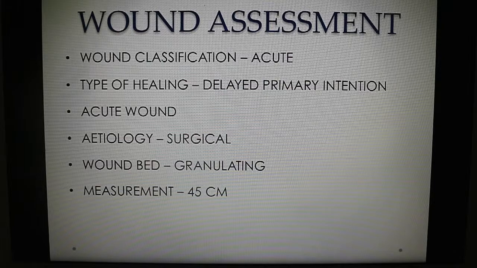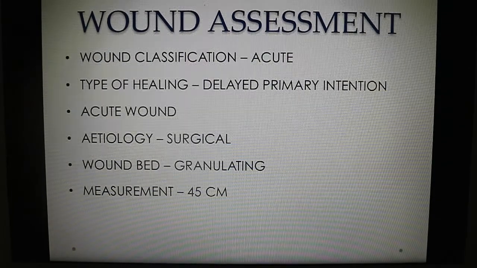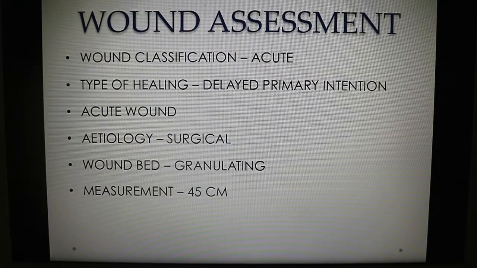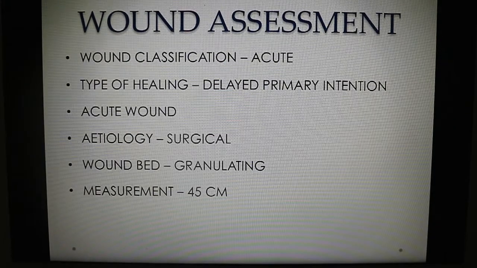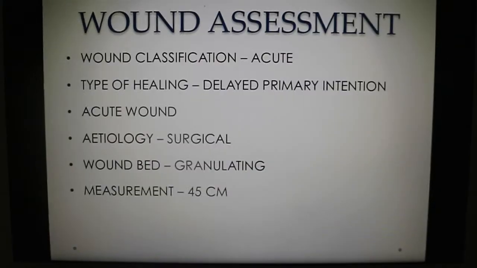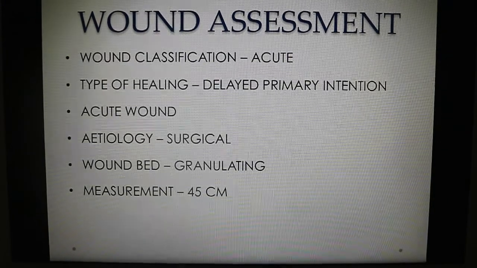The type of wound we have is a surgical wound, as it was a surgical incision site. The wound bed on appearance was granulating, which is when healthy red tissue is observed during the repair process. And the wound measurement was 45 centimetres, which was performed with a measuring tape.